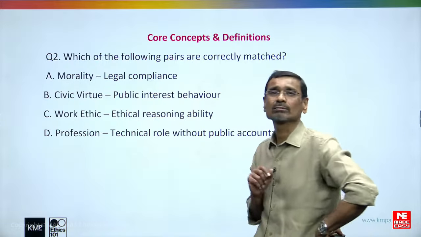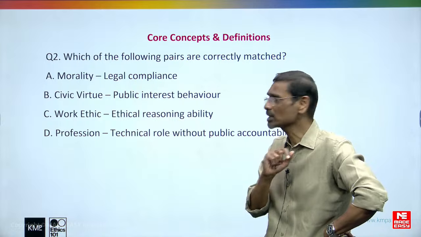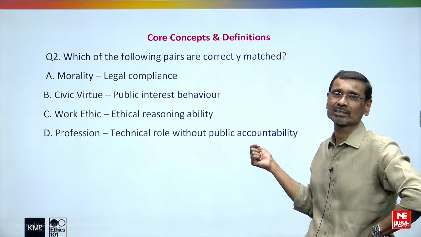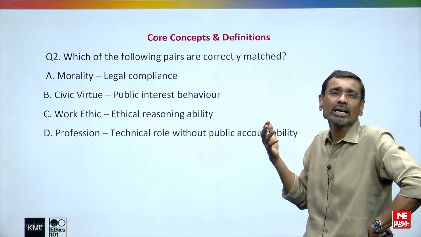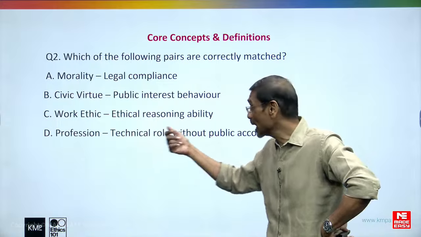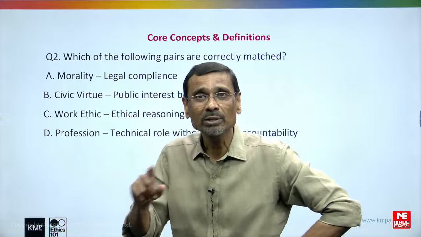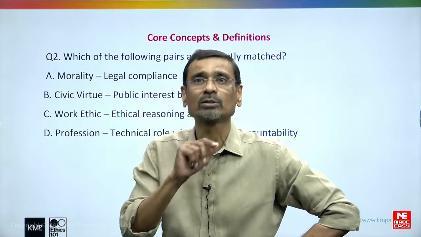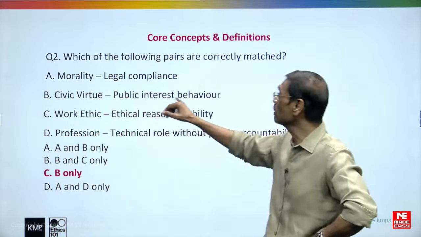Now, only B. D is wrong. You people missed one word; a lot of you have marked D as right. You missed one word. Which word? Without. Technical role without public accountability? How is that possible? If I had just written technical role with accountability, it would be perfectly right. Without. In a profession, I have to be accountable also. So bottom line, always remember one thing: read the words carefully. Students make this mistake a lot in exams. So here the correct answer is B only, civic virtue, public interest behavior.